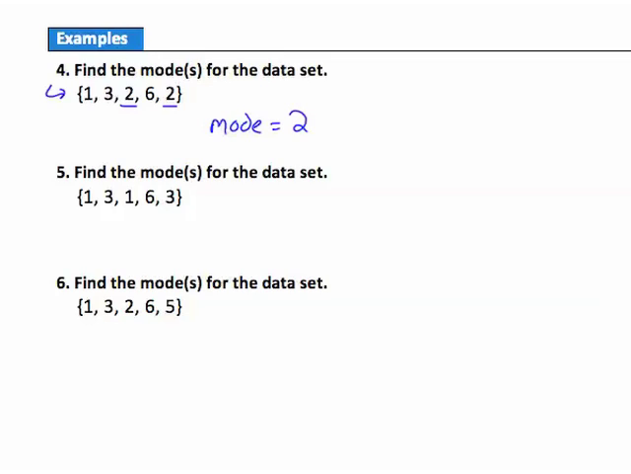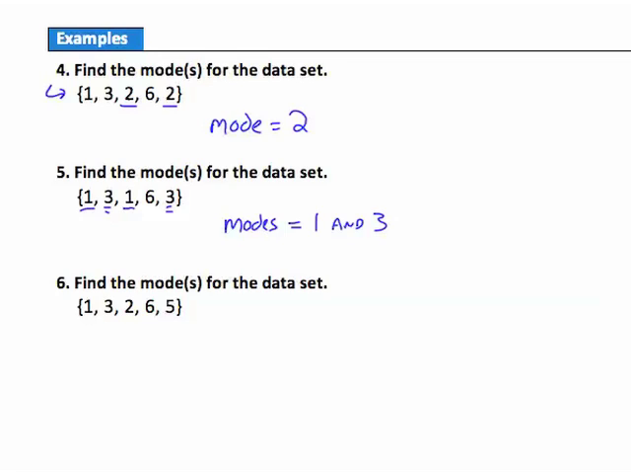Example 5. Find the mode or modes for this data set. Let's take a look. 1 appears twice, but 3 also appears twice. So we have 2 pieces of data that occur more than the others, but occur the same number of times. So we actually have 2 modes of this data set, and the modes are 1 and 3.